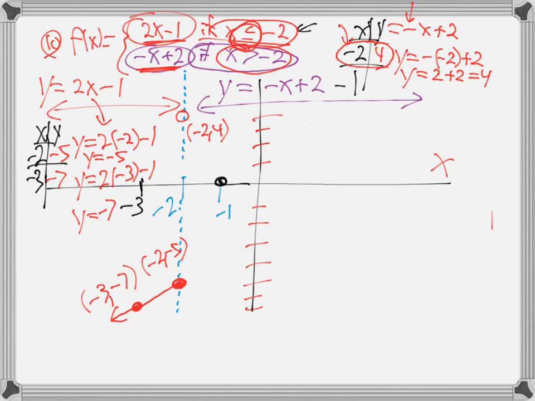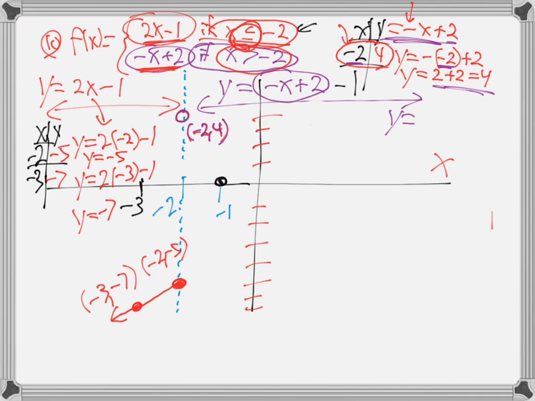Everybody see that piece of the puzzle? Right here, at minus 2, up 4. I just took the other equation that I'm using for the right side, and I plugged in minus 2, because that's the border. We always plug in the border. And then I worked it out. And now let's plug in negative 1.